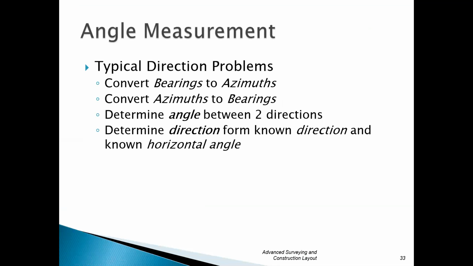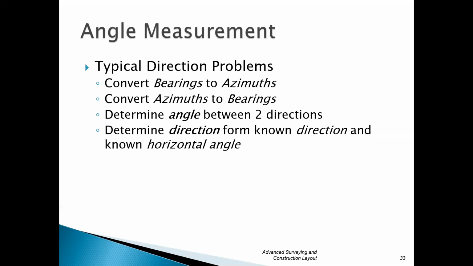Okay, so the typical problems, and we'll talk about this again on Thursday, are converting a bearing to an azimuth, or converting an azimuth to a bearing, and being able to determine an angle between two directions. So if you're given a bearing on one line and a bearing on another, you can determine the angle between those two, because if you're using a total station or some kind of angle device, a turning device, it's not going to measure out in bearings.